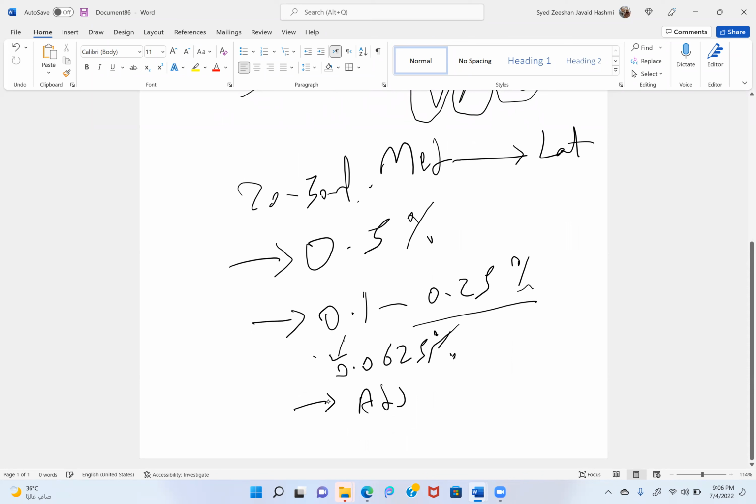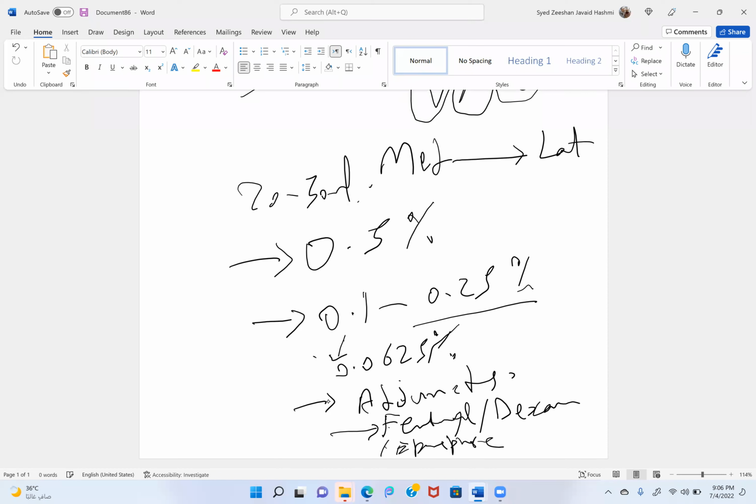We actually discussed this in our previous discussion. We are using adjuncts such as fentanyl, dexamethasone, and epinephrine. Dexamethasone is used to prolong the effect, and fentanyl increases the quality of the block.